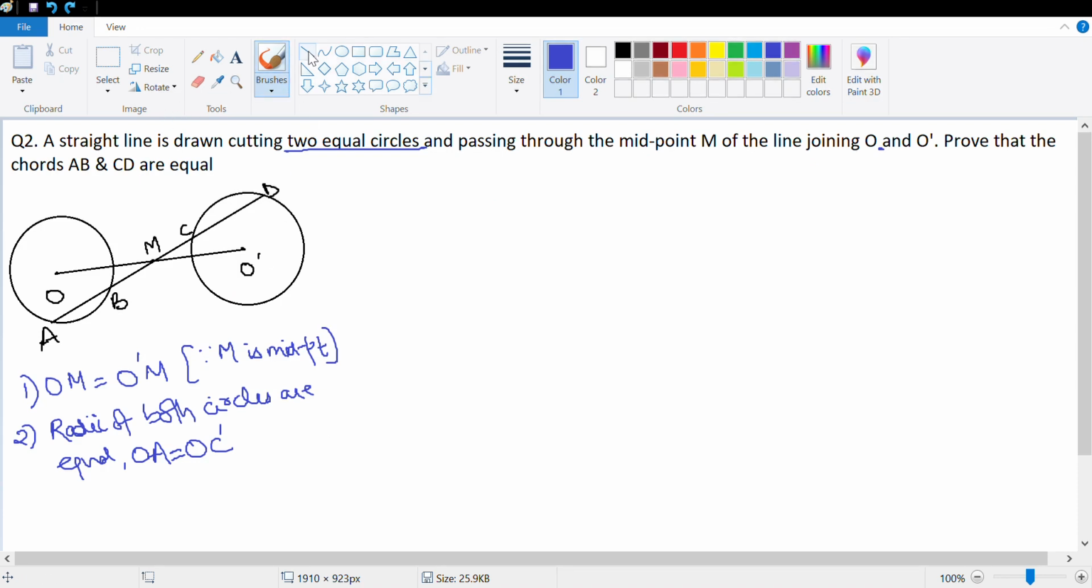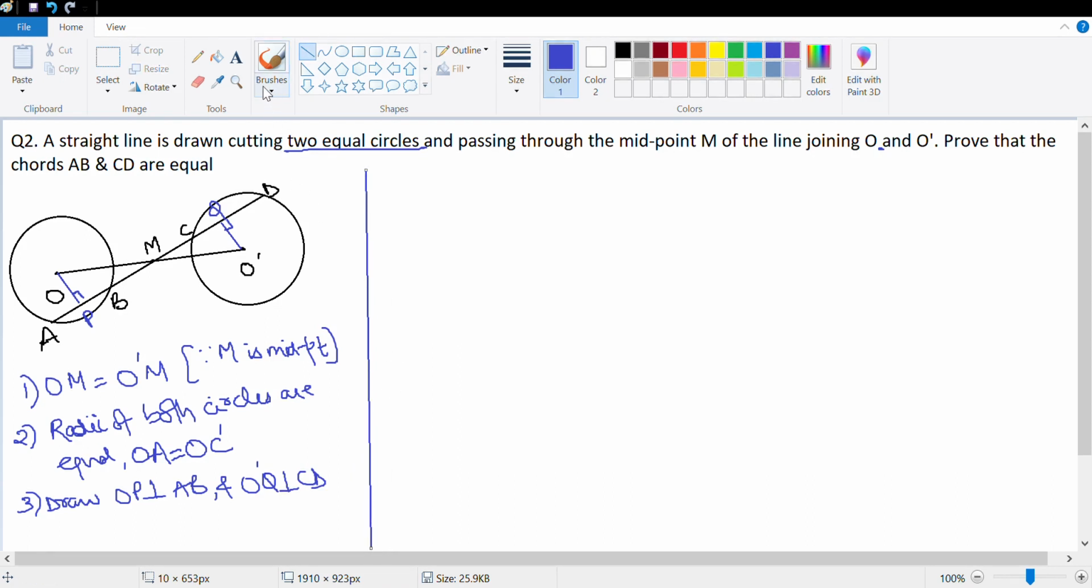Let's draw some perpendicular, because I remember the first property, which is perpendicular from the center of a circle to a chord bisects it. So let's draw a perpendicular from O onto AB and from O dash onto CD. So let this be point P and let this be point Q. Let's just write this down. Draw OP perpendicular to AB and O dash Q perpendicular to CD.